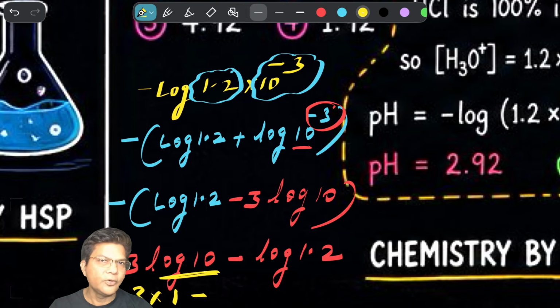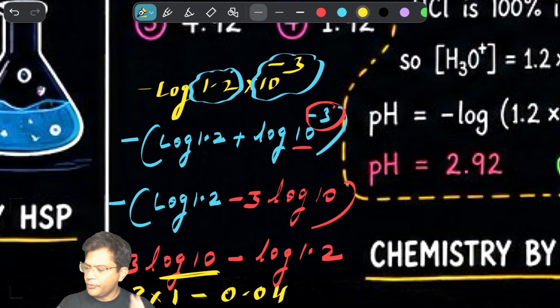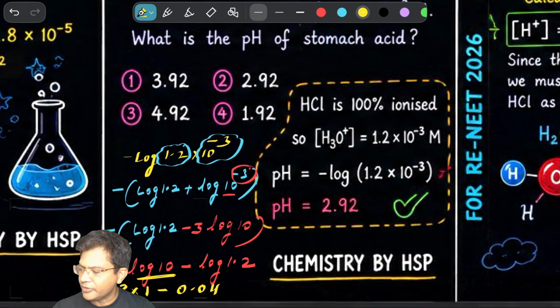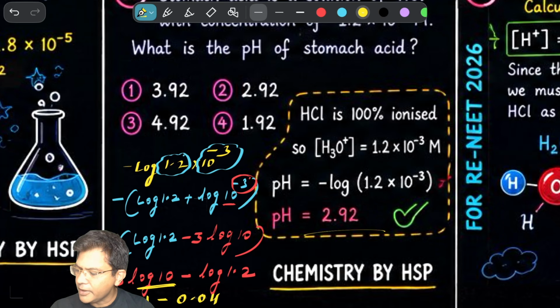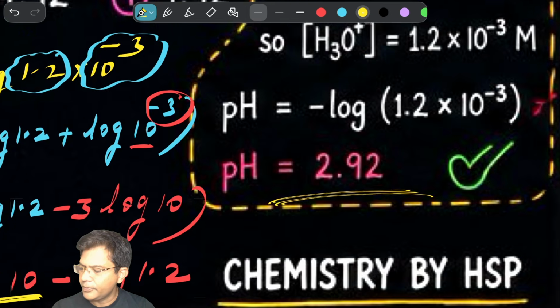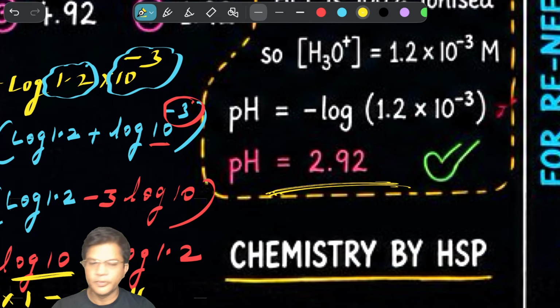Log 1 is 0 and 1.2 is very, very less. Let me tell you how much it is. It is 0.04. Now 3 minus 0.04, so how much will it become? Slightly less than 3. So see, the value is given over here, 2.92. I hope this answer is visible to all of you.